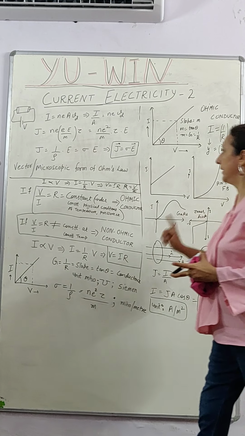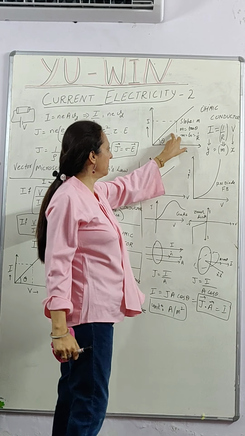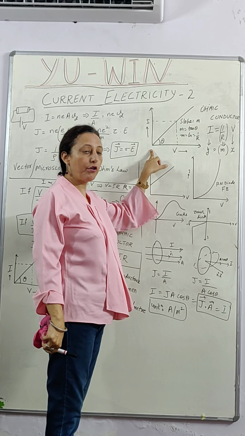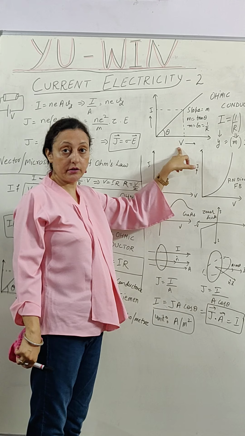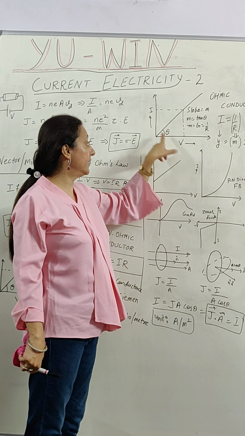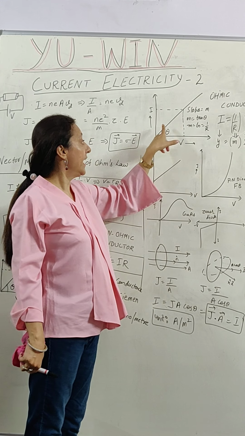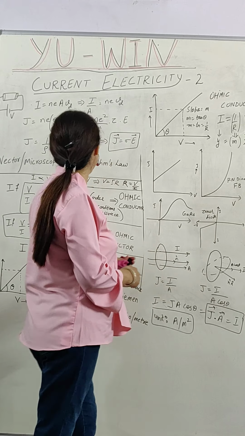So the ohmic conductor has only one graph, that is a straight line passing through the origin. Whenever you draw the graph, you need to put the variable that you are taking along the x-axis or along the y-axis, because if you take I here and V here, everything will change. On the basis of this, sometimes questions also come. We'll come to the discussion of those questions as well.